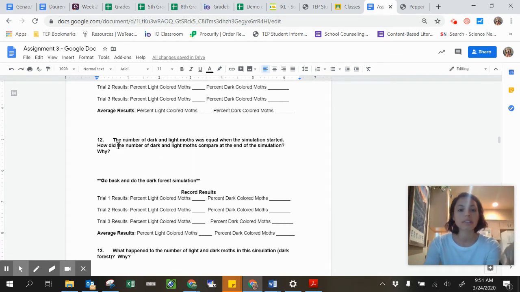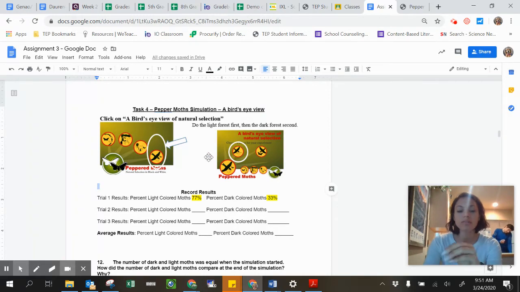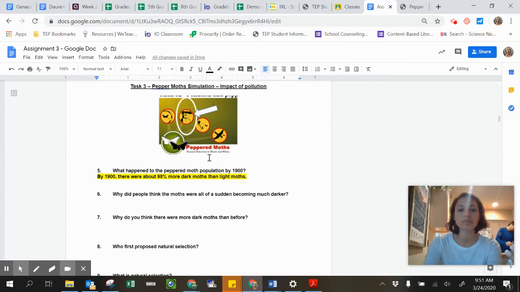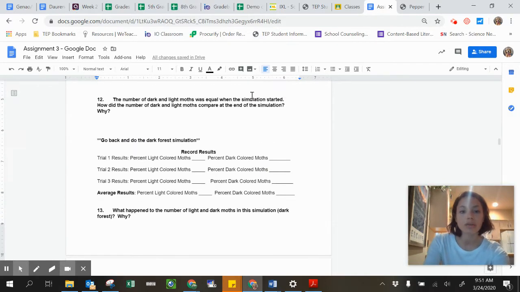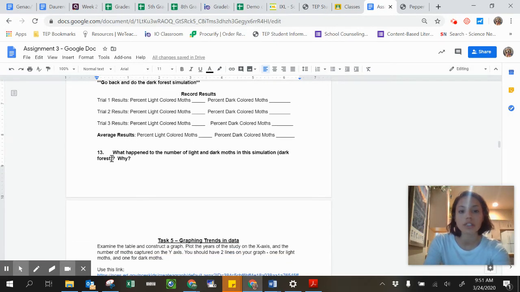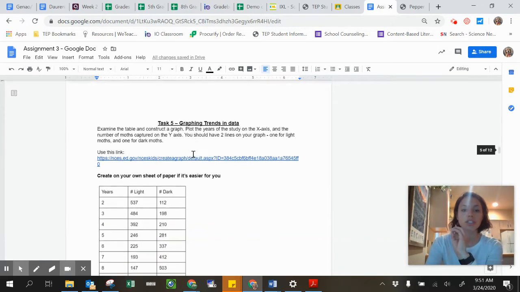So for example, number 12, the number of dark and light moths was equal when the simulation started, right? Because it was 50% and 50%. How did the number of dark and light moths compare at the end, and why? So this is focusing on the dark forest, right? And you're answering each of those for the light forest as well. So I went ahead and did this for you. This is for the light forest, and this is for the dark forest. That's why I put those in parentheses, so you know that. And you're supposed to record the results for the dark forest simulation as well.